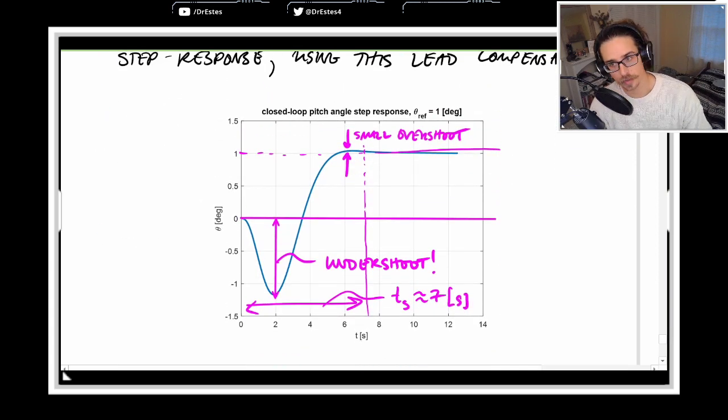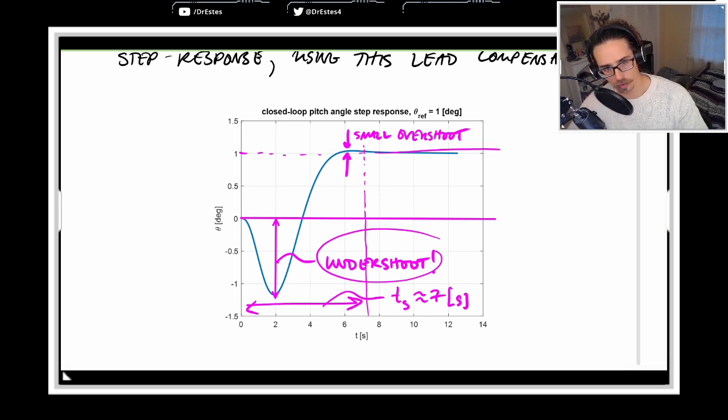Where does undershoot come from? This comes from the zeros of the open loop system. It's weird because, you know, poles determine settling time. They determine stability. Zeros determine weird behavior like undershoot. It has nothing to do with stability, but it's still a weird transient behavior.